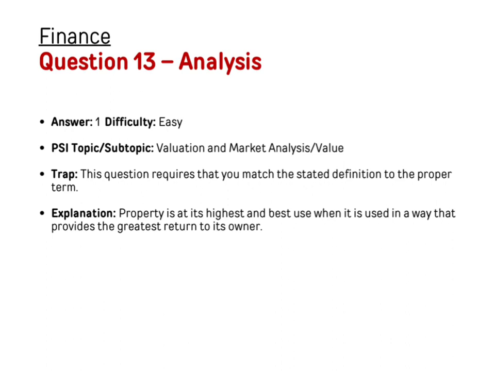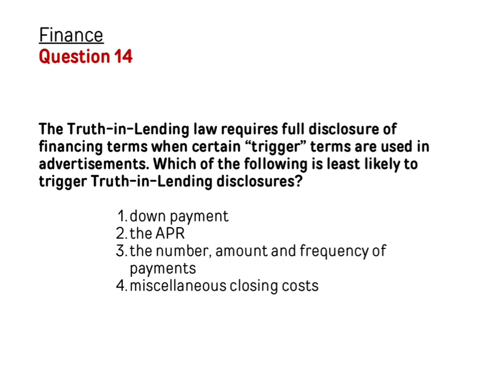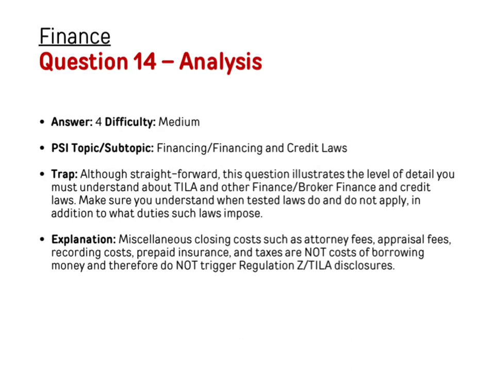return to its owner. Finance question 14. The Truth in Lending law requires full disclosure of financing terms when certain trigger terms are used in advertisements. Which of the following is least likely to trigger Truth in Lending disclosures? 1. Down payment. 2. The APR. 3. The number, amount, and frequency of payments. 4. Miscellaneous closing costs.